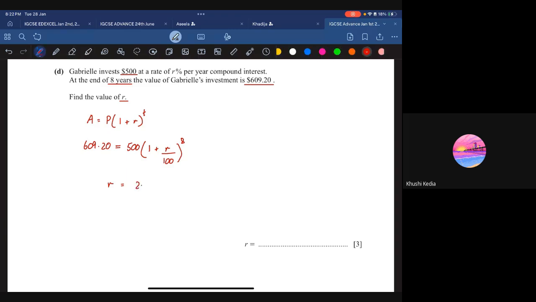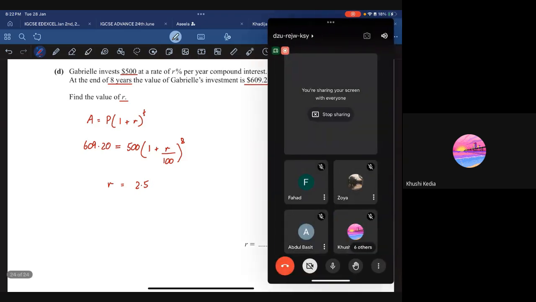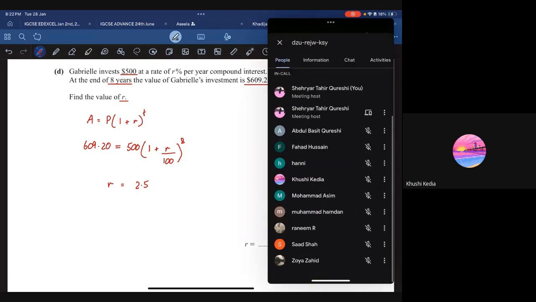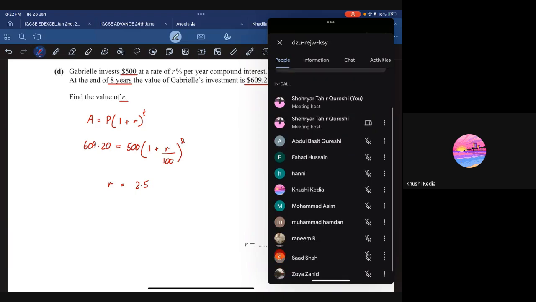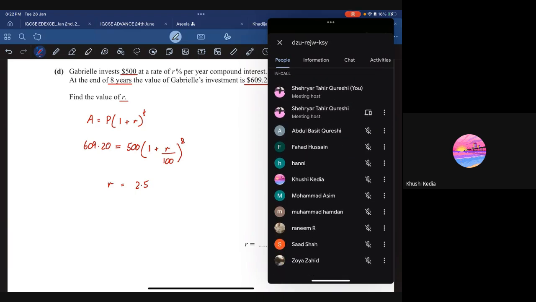Does anyone get anything other than that? Is there anyone who has a different answer? I'm afraid that most of you probably have not even attempted it.